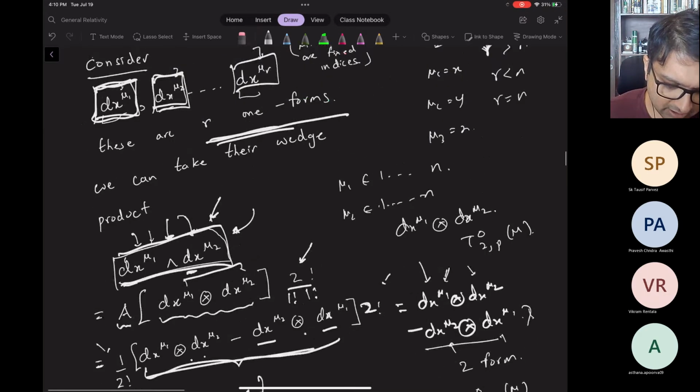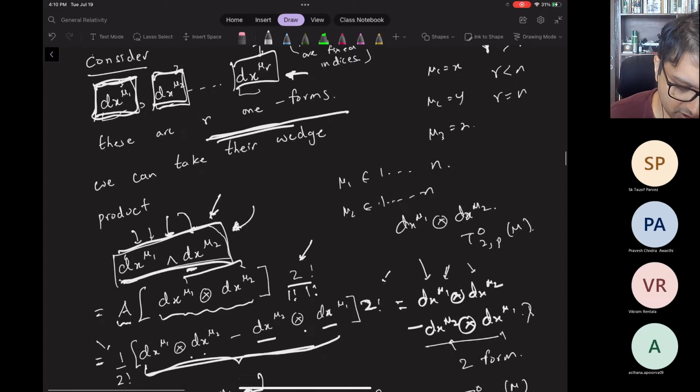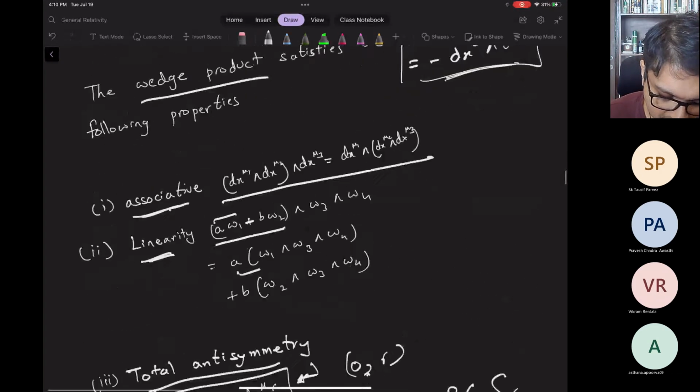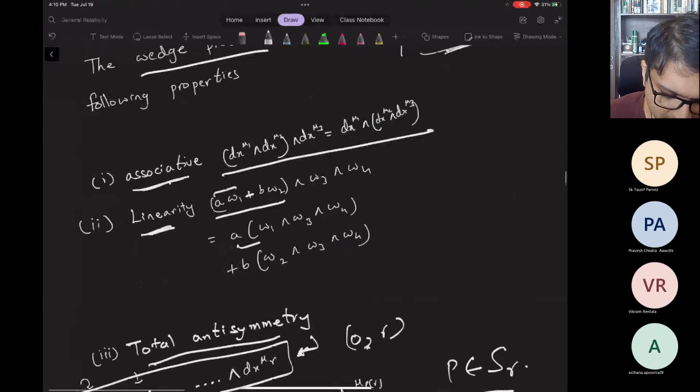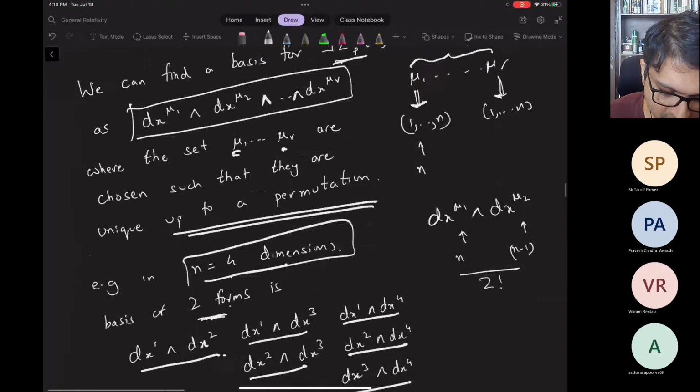Then we saw that if you have a basis of dual vectors, you can use this to create a basis of any forms using wedge products. For example, dx^μ1 wedge dx^μ2 gives a basis of two-forms. We saw some properties of this wedge product: it's associative, there's linearity, total antisymmetry, and so on.